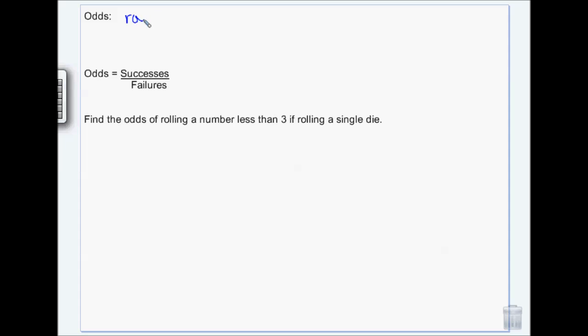Odds. Ratio of success to failure. Okay, probability is the ratio of success to total possible outcomes. Odds are the ratios of successes to failures. So if we have the odds of rolling a number less than 3 on one single die, two successes, how many failures? There's 6 total. Oh, 4. Yeah, so 4 failures.